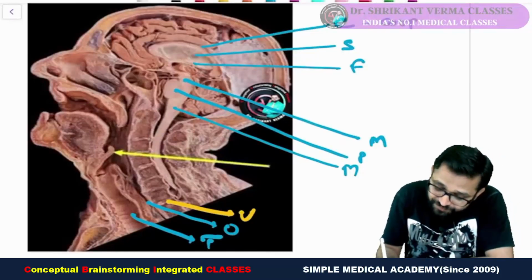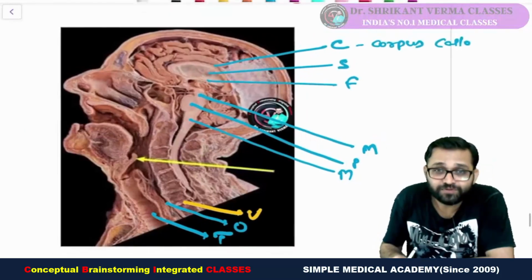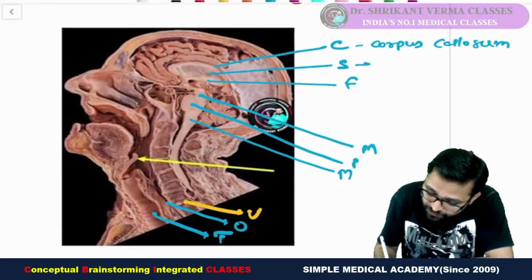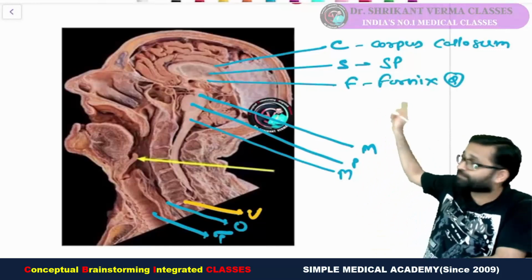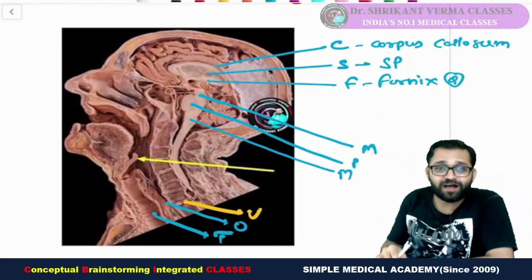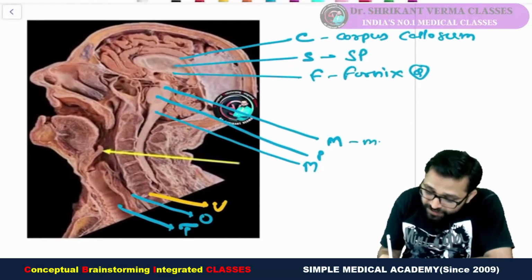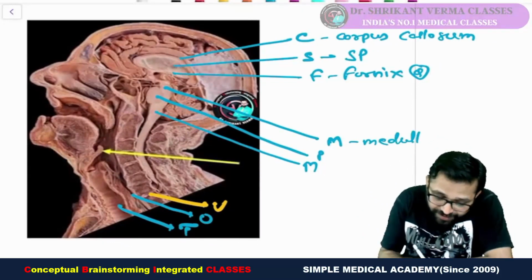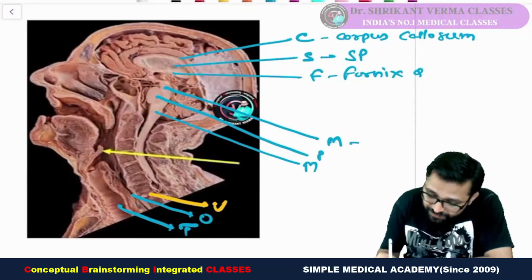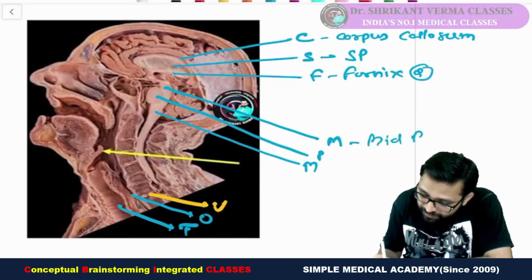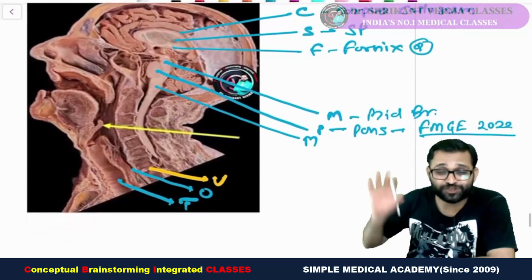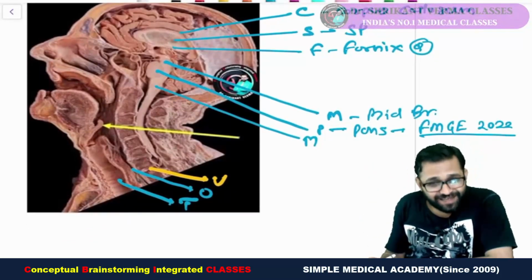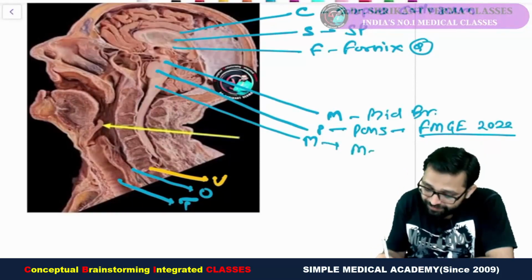C for corpus callosum. Okay, sir. S for septum pellucidum and F for fornix. Remember, very soon this fornix will come in your FMG pattern. A question has already been asked over the corpus callosum. This is very important. Yes, there is our midbrain, then the pons. A question in FMG 2022 asked about the pons. They showed an MRI of the brain and asked about it. And this is our medulla.